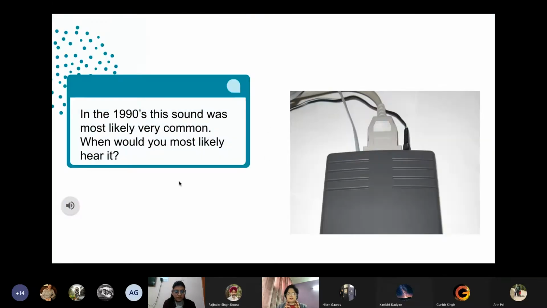Team A, your question here. In the 1990s, the sound was most likely very common. When would you most likely hear it? I'm going to play the sound. Hear it carefully and then you have to answer. You will have time to answer.